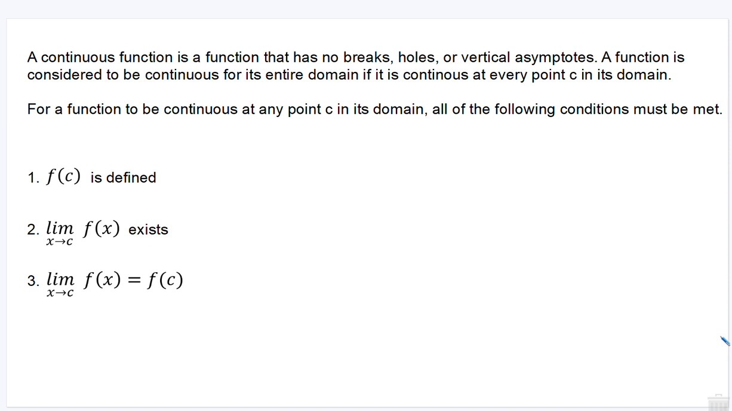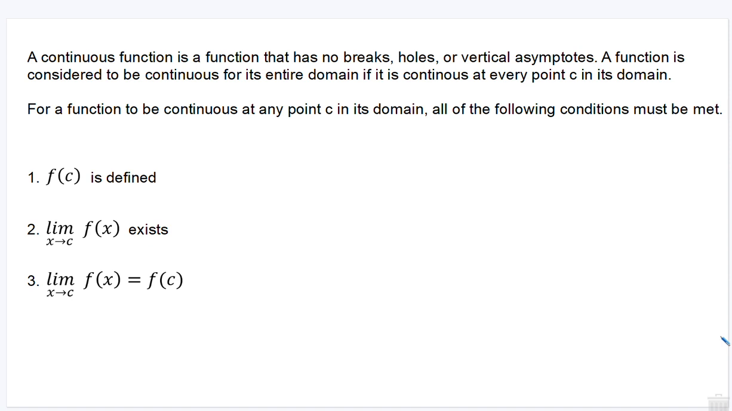We consider a function to be continuous for its entire domain if it is continuous at every point C in its domain. And so in order to determine if a function is continuous at every point C in its domain, we need to know what it means for a function to be continuous at a point. Well, there are three criteria that have to be met for that.